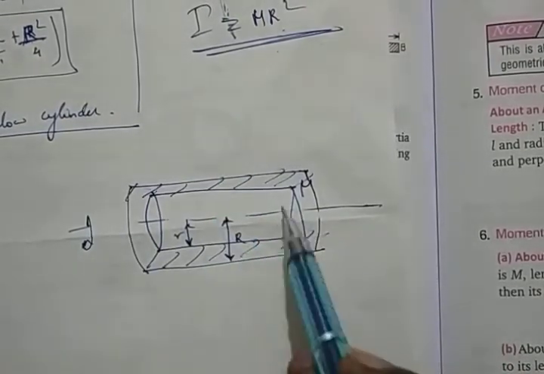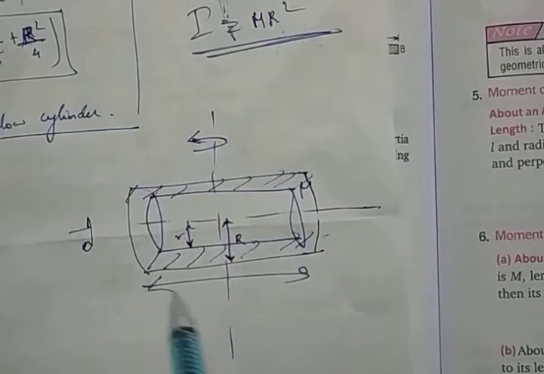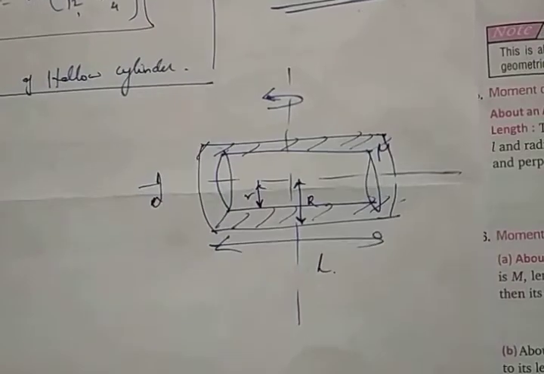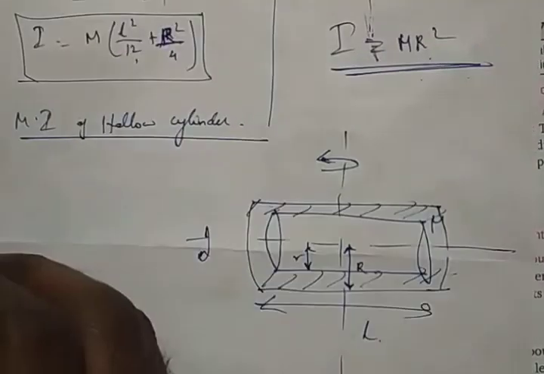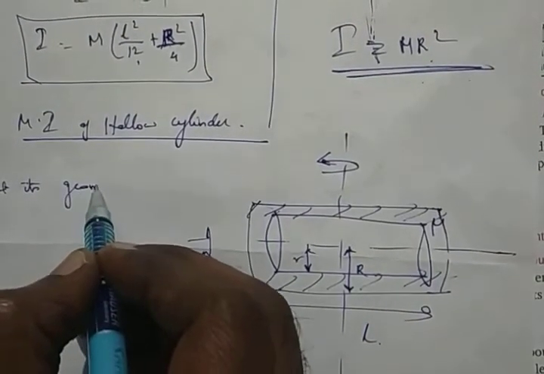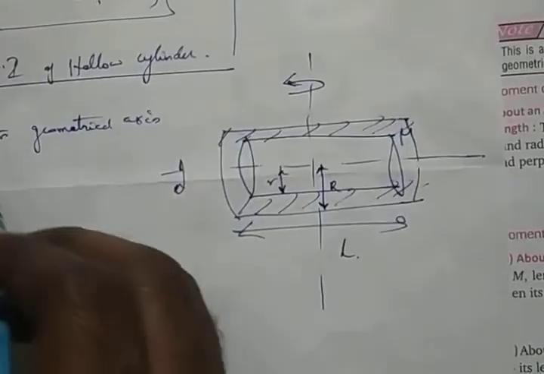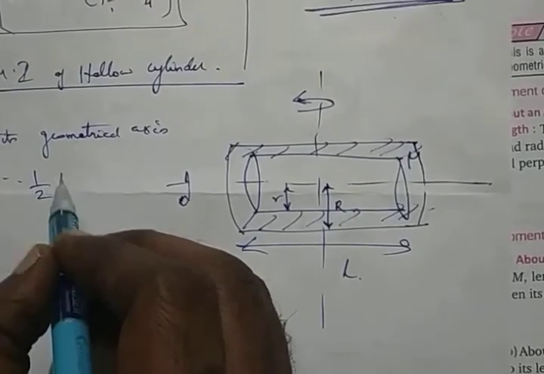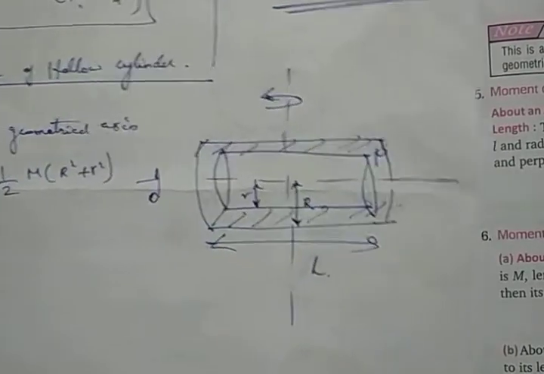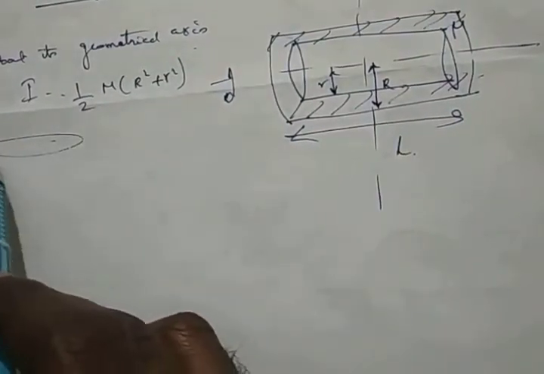Now which axis are you rotating? You are rotating along this one. This is the length. So if that is the case, about its geometrical axis, it is going to be equal to half into m (capital R square plus small r square). Alright. So this is the geometrical axis.